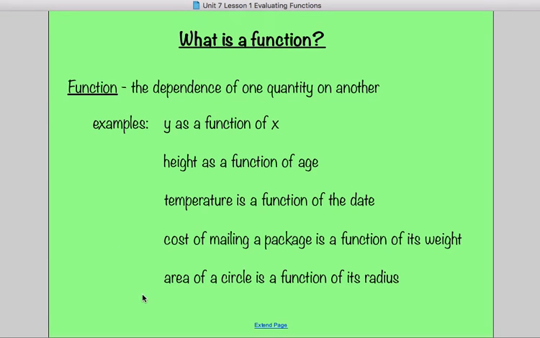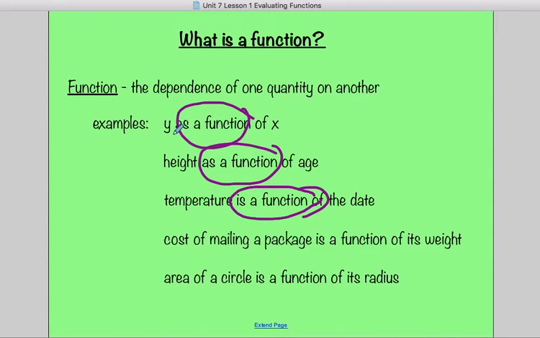Okay. So first of all, what is a function? A function is the dependence of one quantity on another. This wording, as a function of, comes up a lot. Whenever you see as a function of, or is a function of, the y value is always listed first, okay? If you think about a linear, y equals 5x plus 2, it's always y, and then it lists a function with x values, or an x variable.